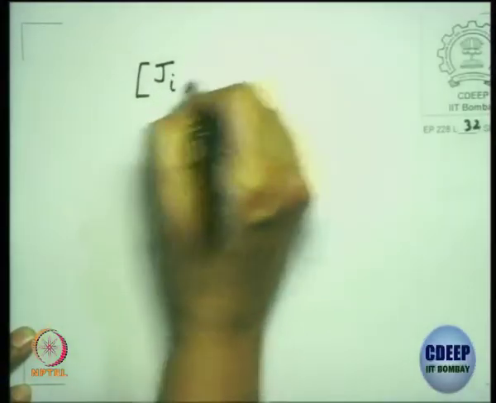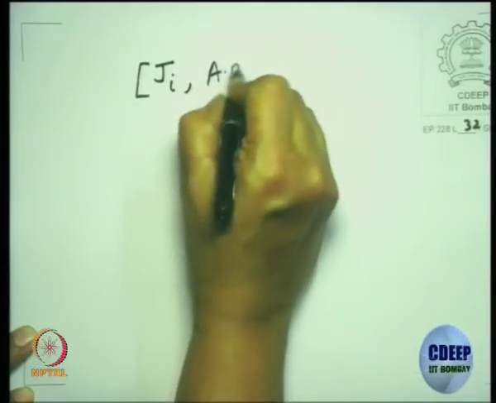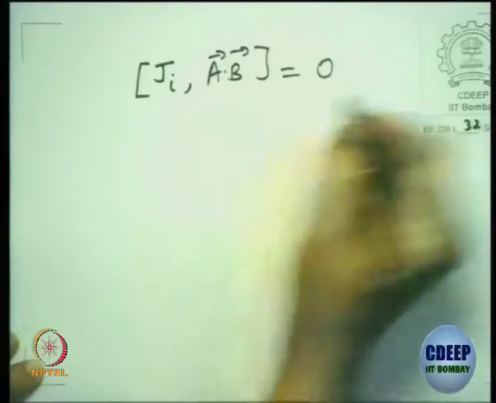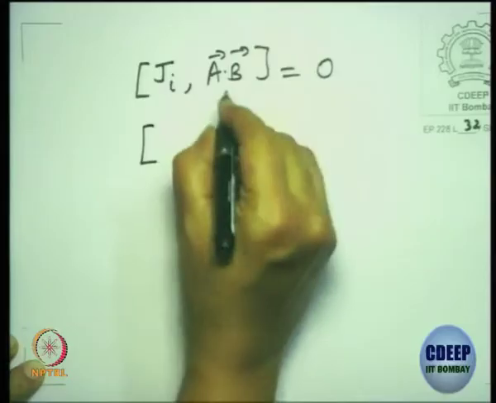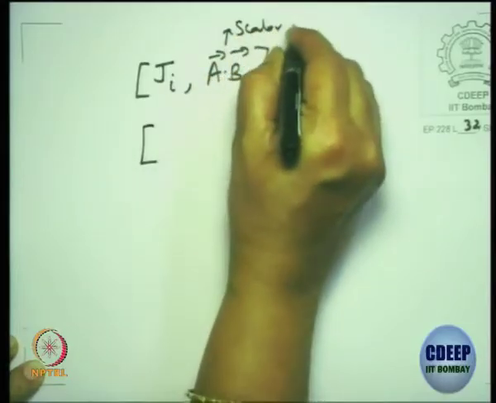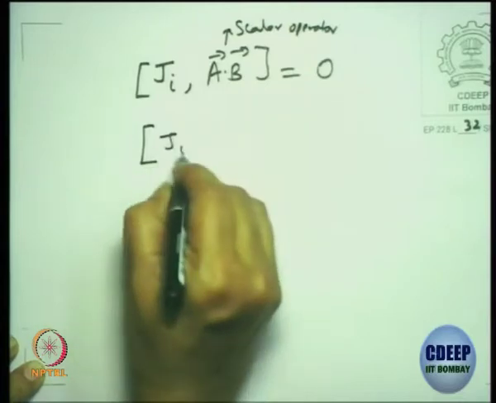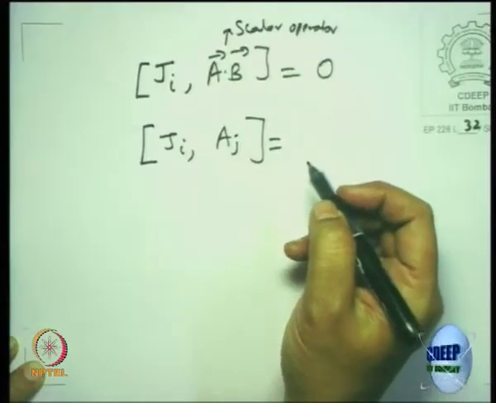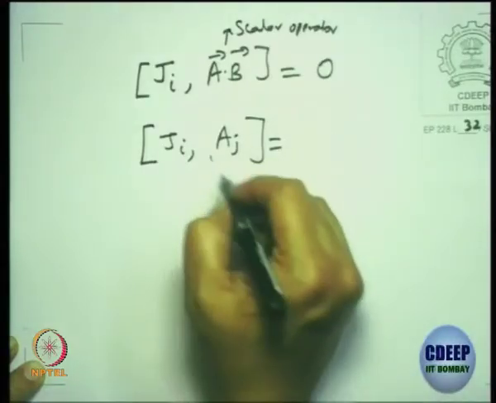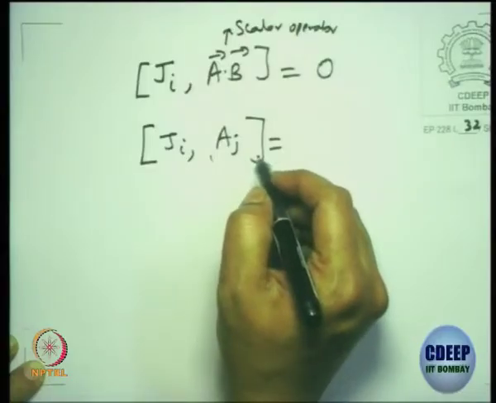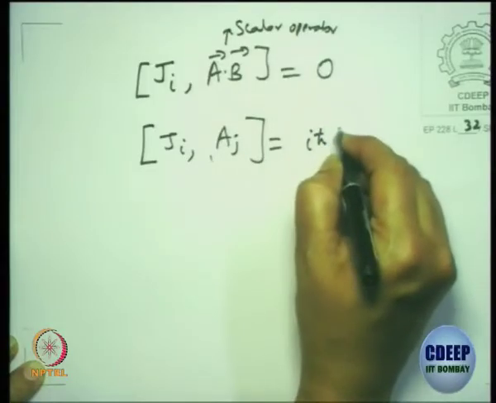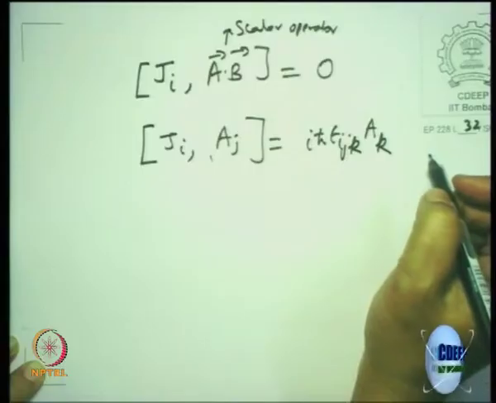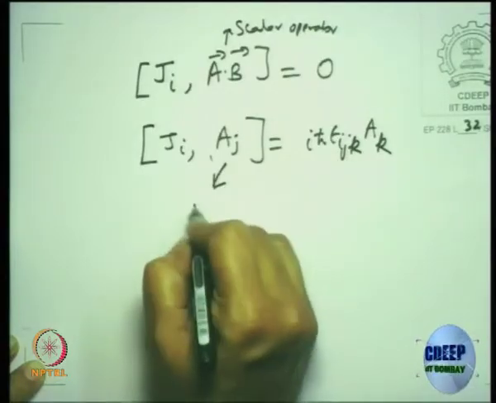J_i with any dot product, that is 0. And you can also show that. So this is why it is called a scalar operator. And J_i with A_j will be, if it is a position coordinate, you know what it is: i h cross epsilon_ijk A_k. So this is what we call a vector operator.